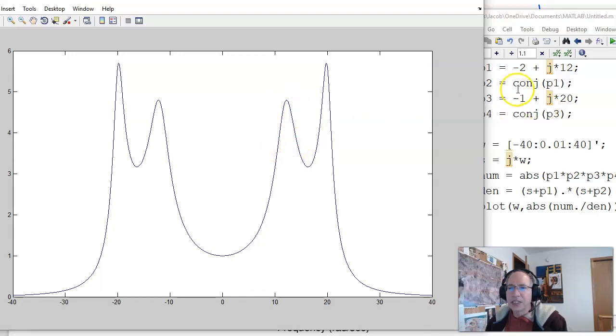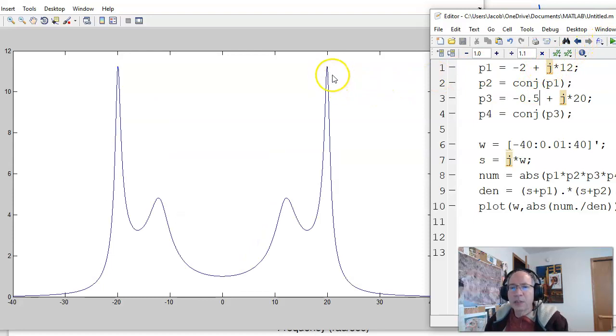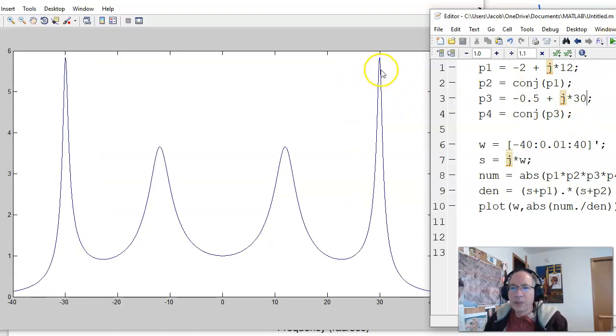And the resonance is still 10. If I make it smaller, like 0.5, I get a more narrow filter. This has a bandwidth of 1 radian per second, plus or minus 0.5. If I shift the poles around, like let's make this go up to 30, 25 initially, the resonance at 20 shifted over to 25, the complex part of the pole. Make that 30. Resonance is now 30 radians per second. So again, the complex part of the pole is the resonance. The real part of the pole, twice the real part of the pole, is the bandwidth.